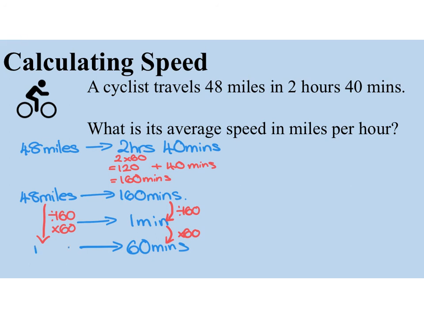And that comes out at 18 miles. So this cyclist has done 18 miles, roughly, every 60 minutes, meaning that his average speed is equal to 18 miles per hour, because 60 minutes is the same as an hour.